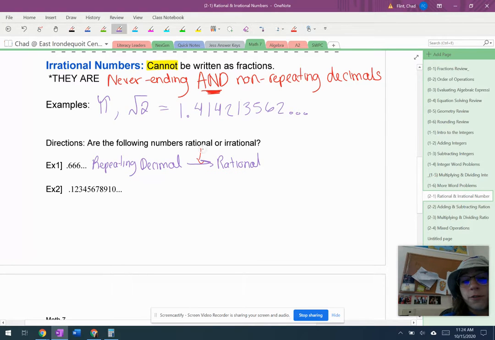I'm going to rewrite that fractions piece somewhere else. There we go. All right, example 2.